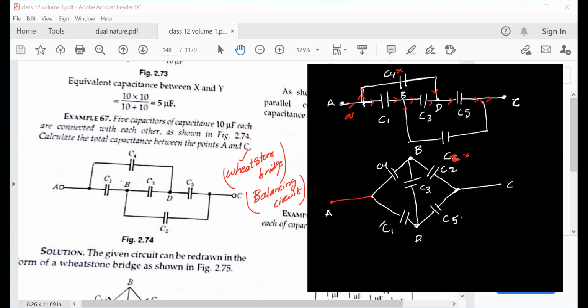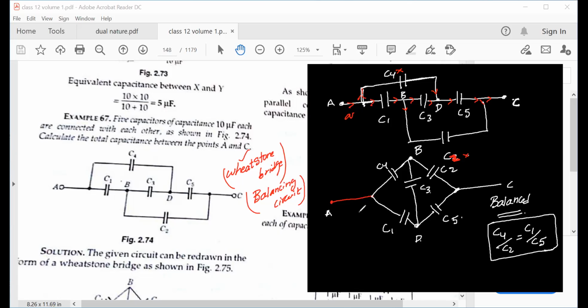How the Wheatstone bridge works depends upon the balancing, as I said. Balanced condition means, here if you see the capacitors, I'll give you the formula directly to identify balancing for this type of circuit. C4 by C2 is equal to C1 by C5.